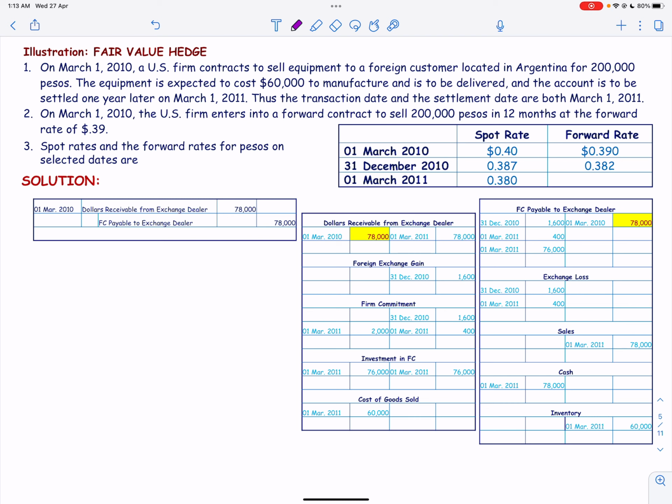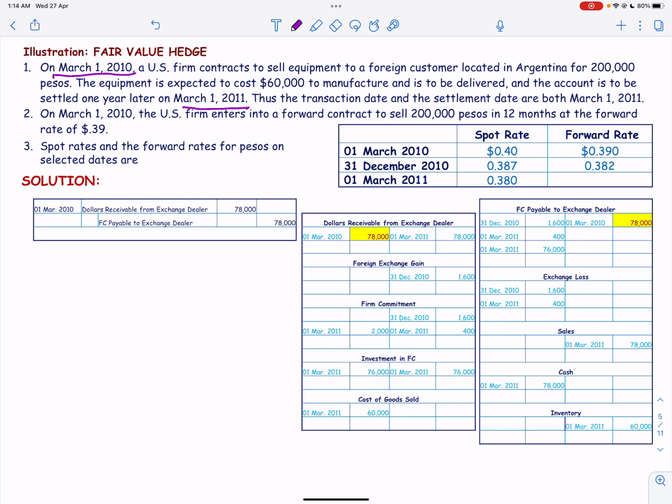Consider the following information. On March 1, 2010, a US firm contracts to sell equipment to a foreign customer located in Argentina for 200,000 pesos. The equipment is expected to cost 60,000 to manufacture and is to be delivered, and the account is to be settled 1 year later on March 1, 2011. Thus the transaction date and the settlement date are both March 1, 2011. So the commitment is done on March 1, 2010. The transaction will take place on 1st March 2011.